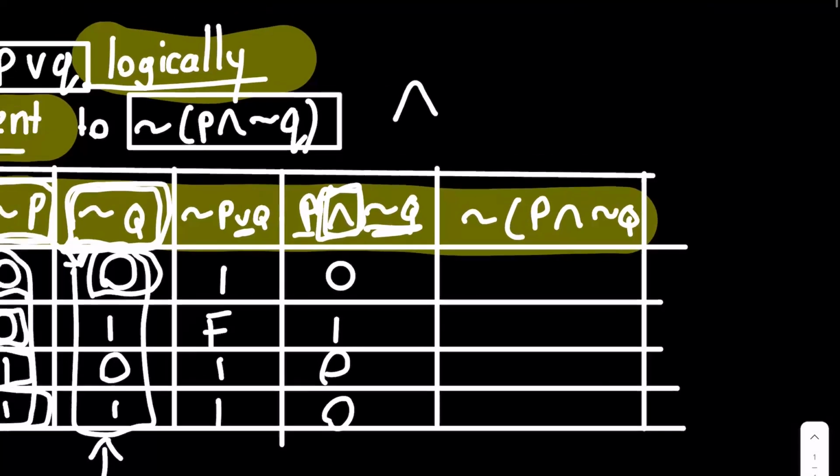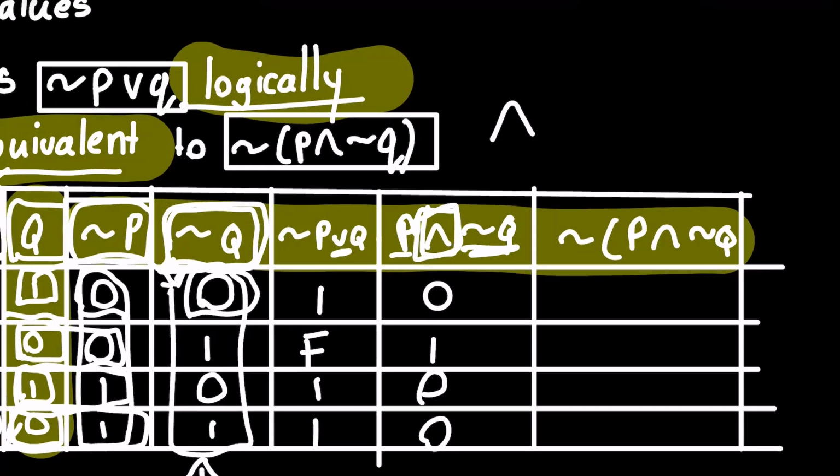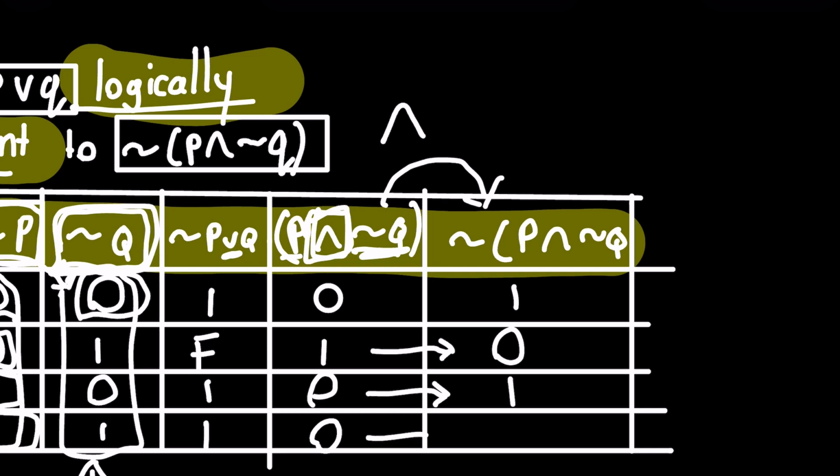And now, we're going to be looking at the negation of P and Q. So we have P and Q over here, and we're just taking the negation of that. So whatever value we had here, in this next column, we're just going to negate it. So instead of 0 for the first row, we're going to have 1. And we're just going to be negating this one. So the opposite of 1 is 0. The opposite of 0 is 1. And the opposite of 0, again, is 1.